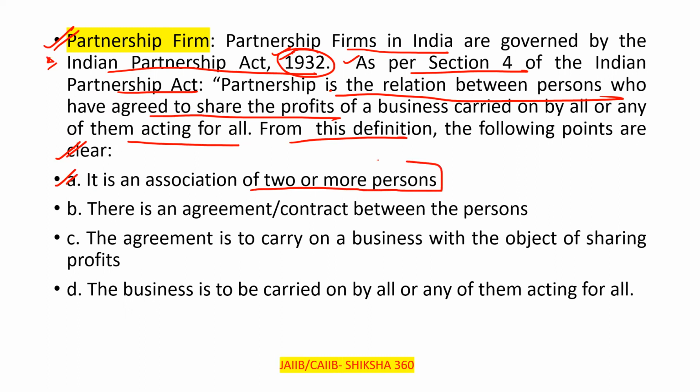So in a partnership, there are partners: either two partners or three partners. It is an association of two or more persons. Second, there is an agreement or contract between the persons.